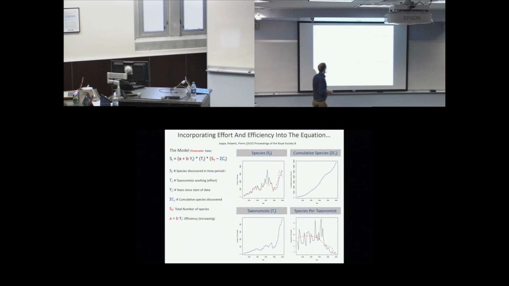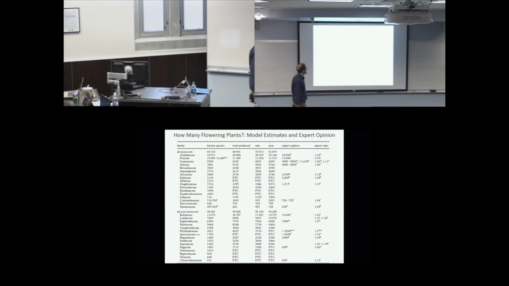If you fit that model, this is the number of species found in 5-year intervals. Black is data, red is model prediction. This is the cumulative number of species. This is the number of taxonomists working, right? So you see this same kind of increase. And here's our species per taxonomist going down. Kind of the data are noisy, our model isn't, but it's following the trends.